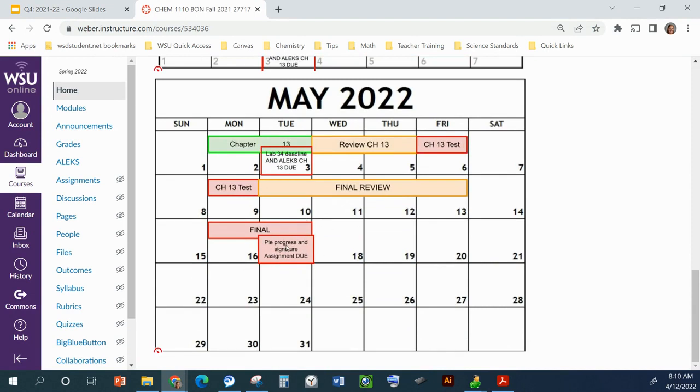So our signature assignment is due the 17th, and the Pi progress is also going to cut off this date. So I would try to get it done before the final, because you don't want to be worrying about that when you're studying for the final. But that's when it's going to post on your grade.